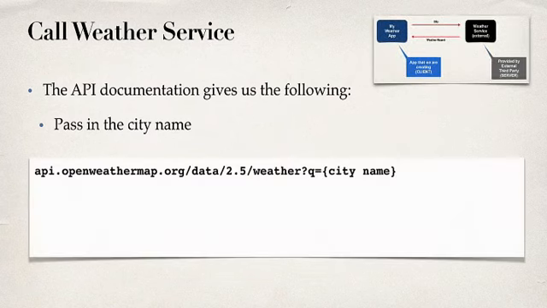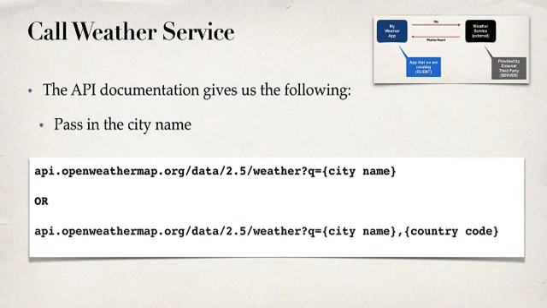To call this weather service, the API documentation gives you some information. So it says pass in the city name. So you can go to openweathermap.org. You can pass in the city name, or you can pass in the actual city name, comma, the country code, because you may have a very common city name. So you'll say, hey, this city in this given country or whatever. And then you'll actually get the weather report.